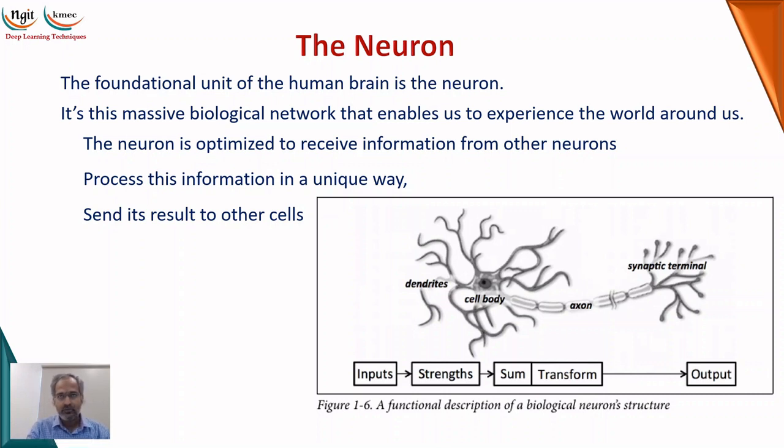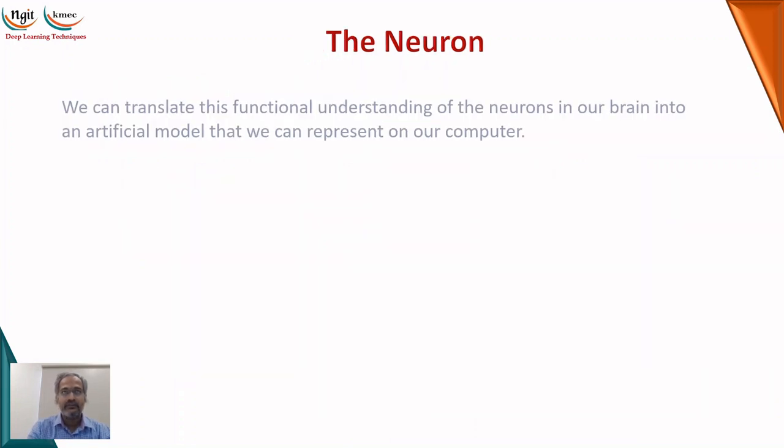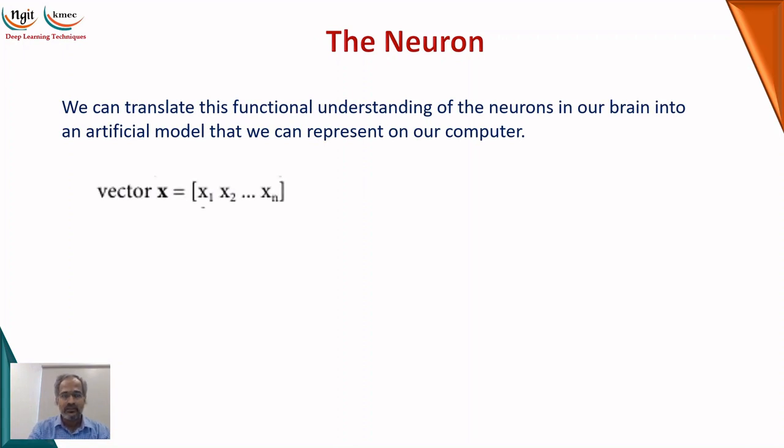In computer science, we want to design a unit looking like this. How can we design that? We can translate this functional environment into a computer science related neuron. So let us have the input. The input is in the form of a vector, x equal to x1, x2, x3 and so on up to xn, meaning that n number of inputs are there. This is the input vector.